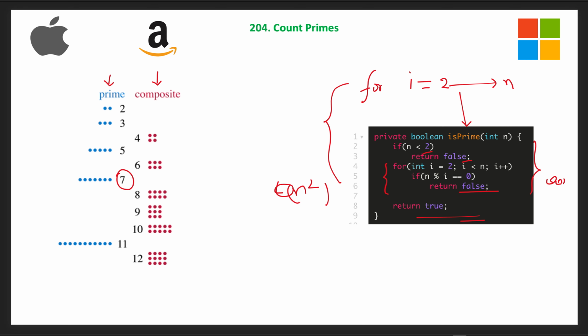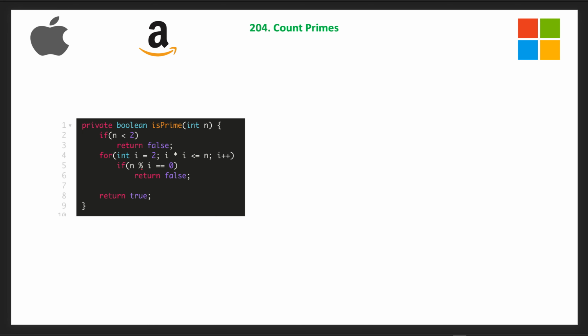Can we further optimize any of these things? First let's try to optimize the is prime method. So here is the optimized code. We can run this loop while i times i is less than or equal to n, which means i is less than or equal to root of n.